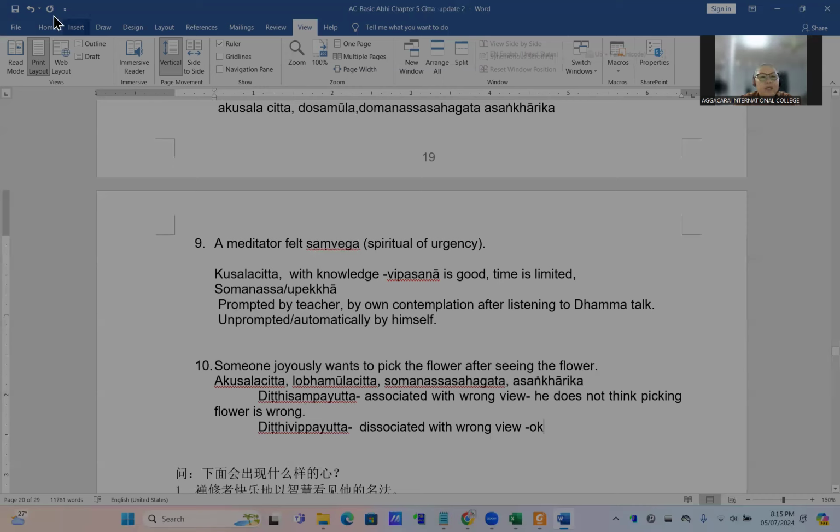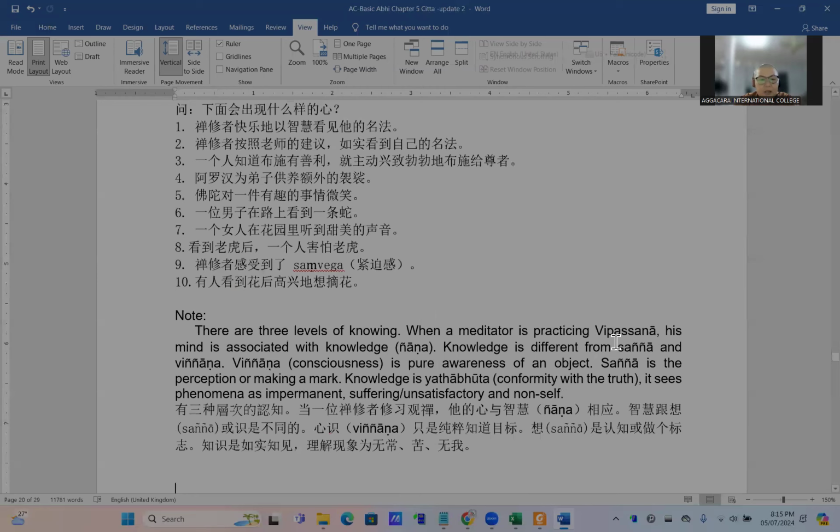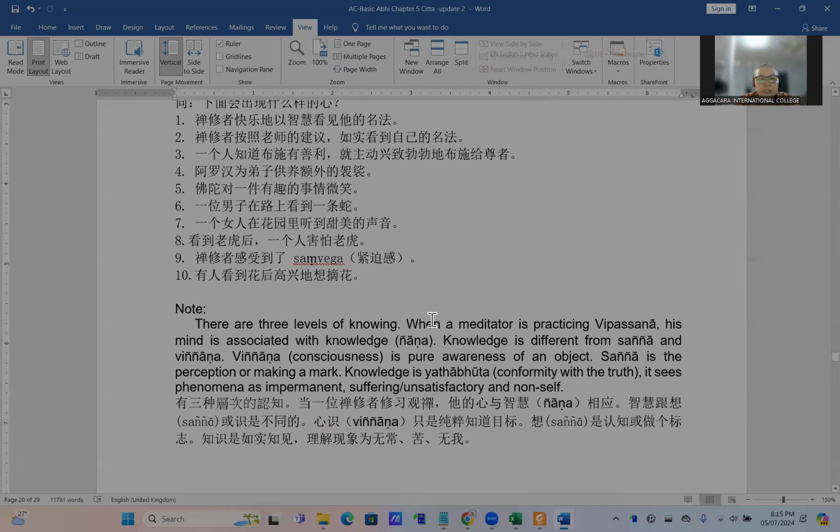Okay. But anyway, it's good to analyze like this. It's very interesting and it makes you really understand the Abhidhamma. So this is called Abhidhamma in daily life. All right, so I finished this one. There are three kinds of knowing.